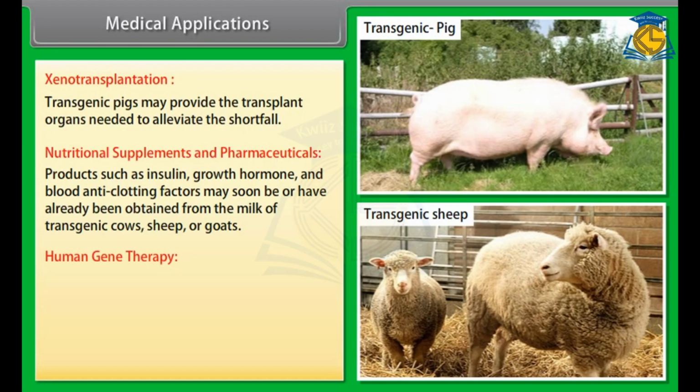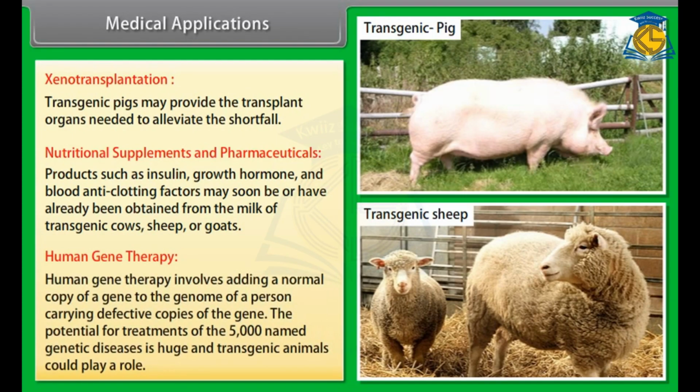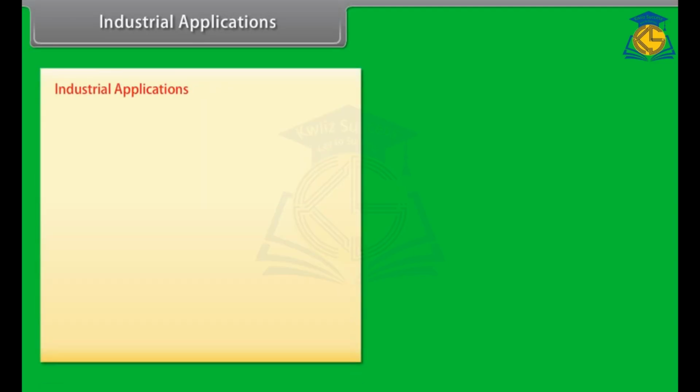Human gene therapy. Human gene therapy involves adding a normal copy of a gene to the genome of a person carrying defective copies of the gene. The potential for treatments of the 5,000 named genetic diseases is huge, and transgenic animals could play a role. Industrial applications.